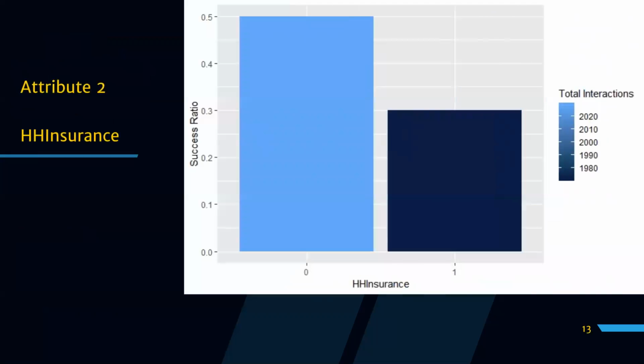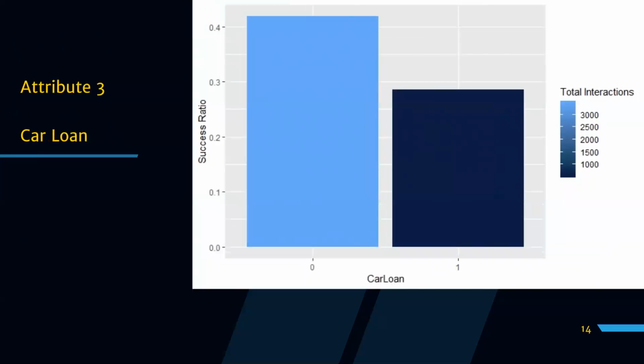The second customer attribute we identified with high rates of success were found with customers who did not identify with having household insurance policies. Next slide. The third attribute was based on customers who have car loans. The observation our team made was that customers who do not currently have car loans have higher success rates when it comes to extending a loan offer.